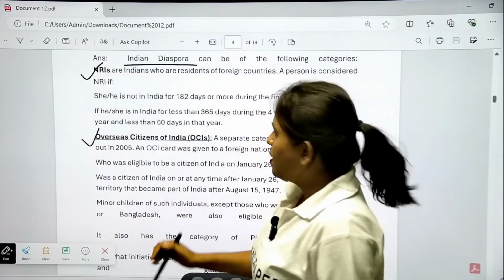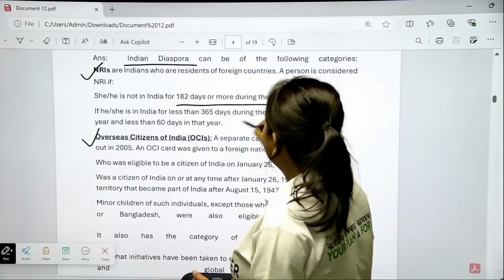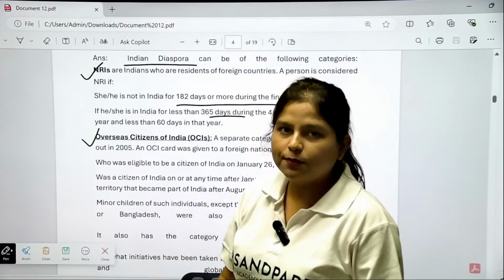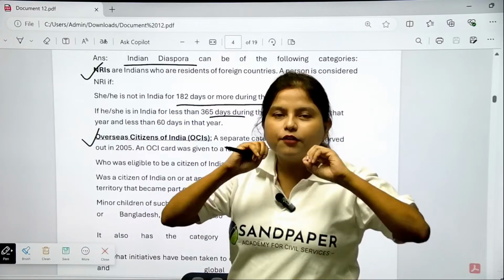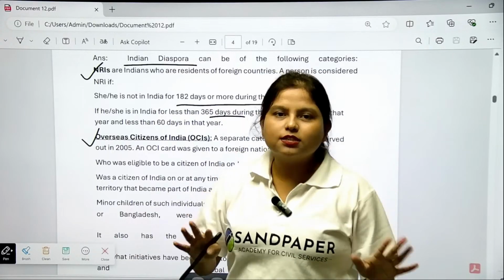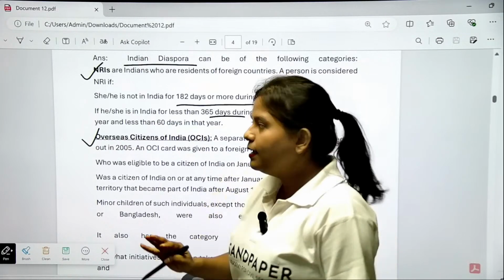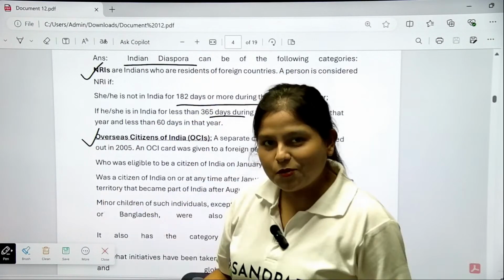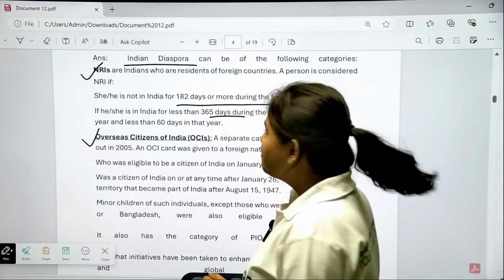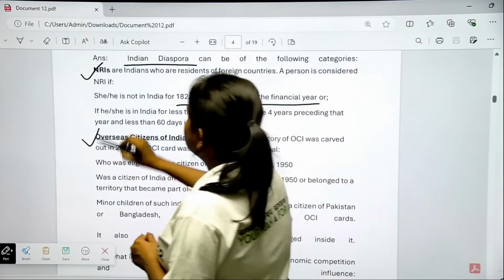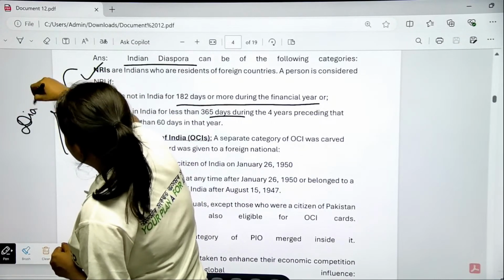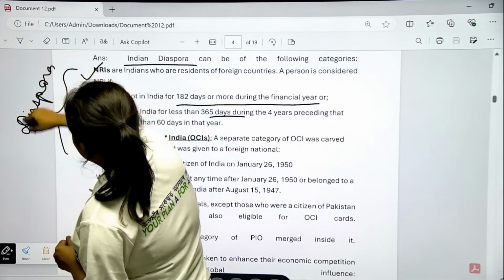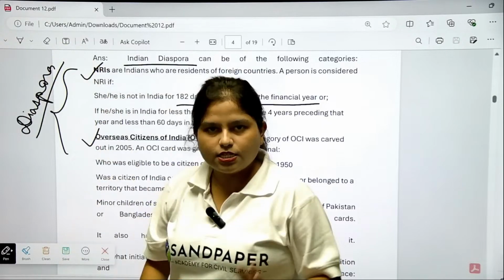I do not expect you to write 182 days and more, or 365 days. I do not expect that. If you do, you are going to get more than 6, maybe 6 or 6.5. But in an ideal situation, we should have been able to write this: who is an NRI, who is an overseas citizen of India, and together we have our Indian diaspora. So in the introduction, I have covered the Indian diaspora.